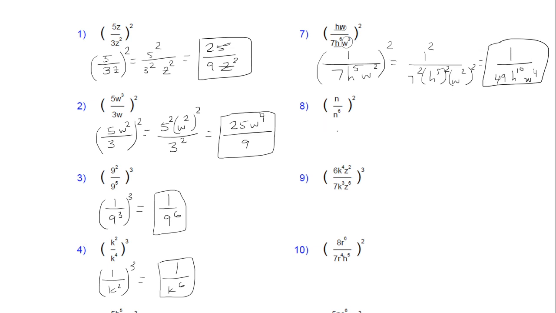For 8, n over n to the 6th will be 1 over n to the 5th, squared will be 1 over n to the 10th.